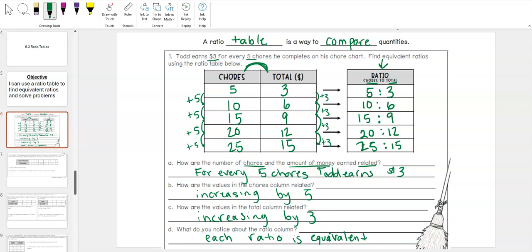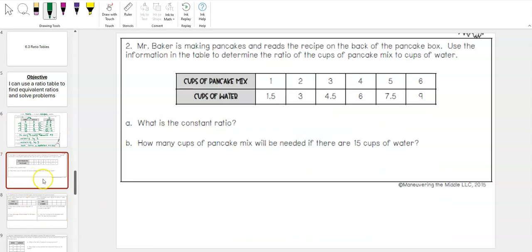Equivalent and equal to 5 to 3. Basically, they can all be simplified to the same ratio. And that ratio is 5 to 3, which means that all of these are equivalent. And this is just the basics of a ratio table. So let's try some more practice here.